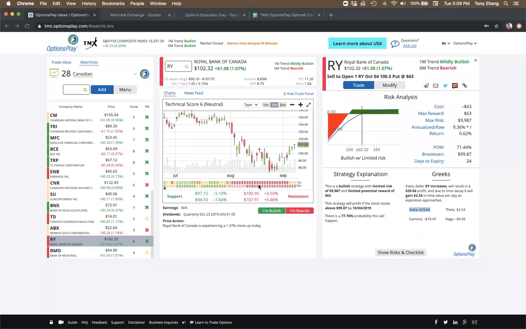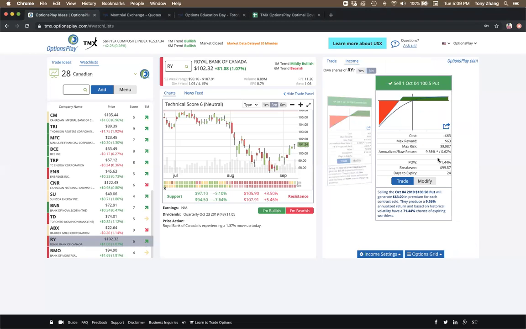Can you explain the 9.36% annualized return on selling RY puts? Yeah, absolutely. So if you can collect $63 over 24 days, and you can expand that out to the whole year, that would come out to be 9% of the underlying stock. So if you basically take 365 divided by 24, the number of times you can do that for $63 each, that's how 9% is calculated. It's just an annualized number of the 62 basis points.